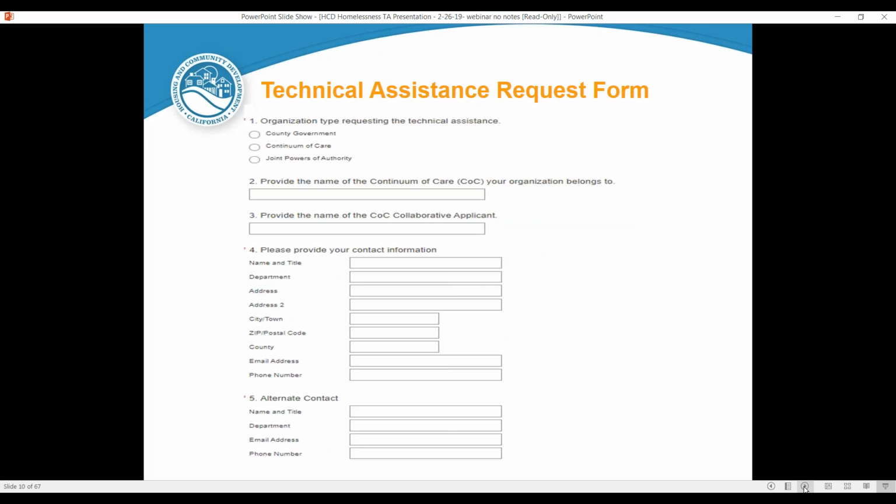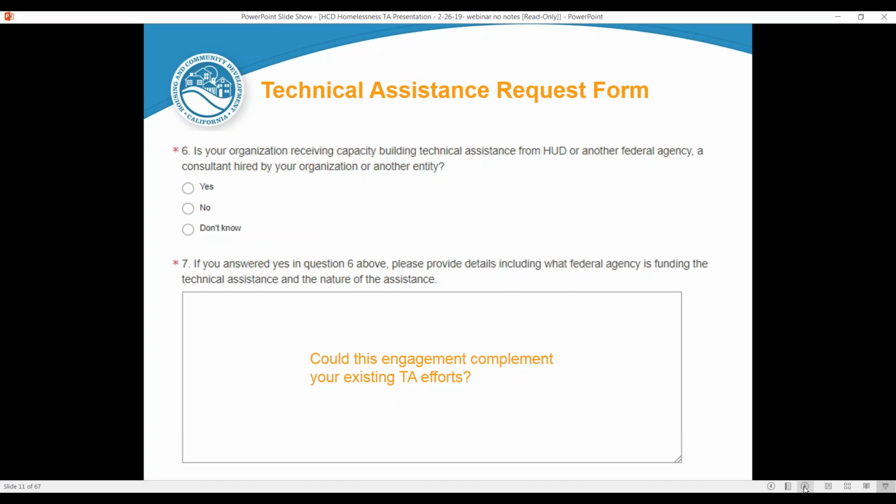So the technical assistance form will ask you for some demographic information. We'll ask you for your collaborative applicant. We'll also ask you for an alternative contact, just in case the primary contact is not available. Next slide, please. And then this is where we'll ask whether your organization is receiving technical assistance, whether you're receiving it from HUD or another federal agency, or whether you have actually hired another consultant to assist your agency. Again, we're looking to see whether this engagement could complement your existing efforts. Next slide, please.